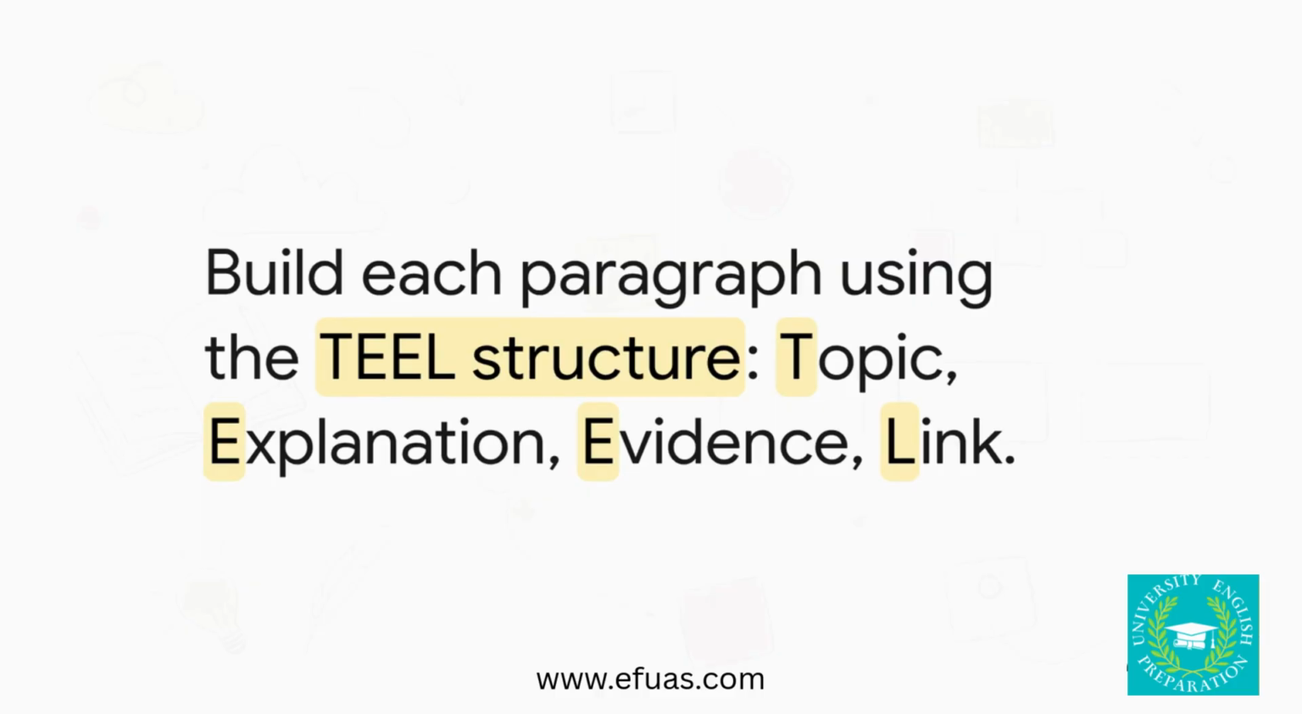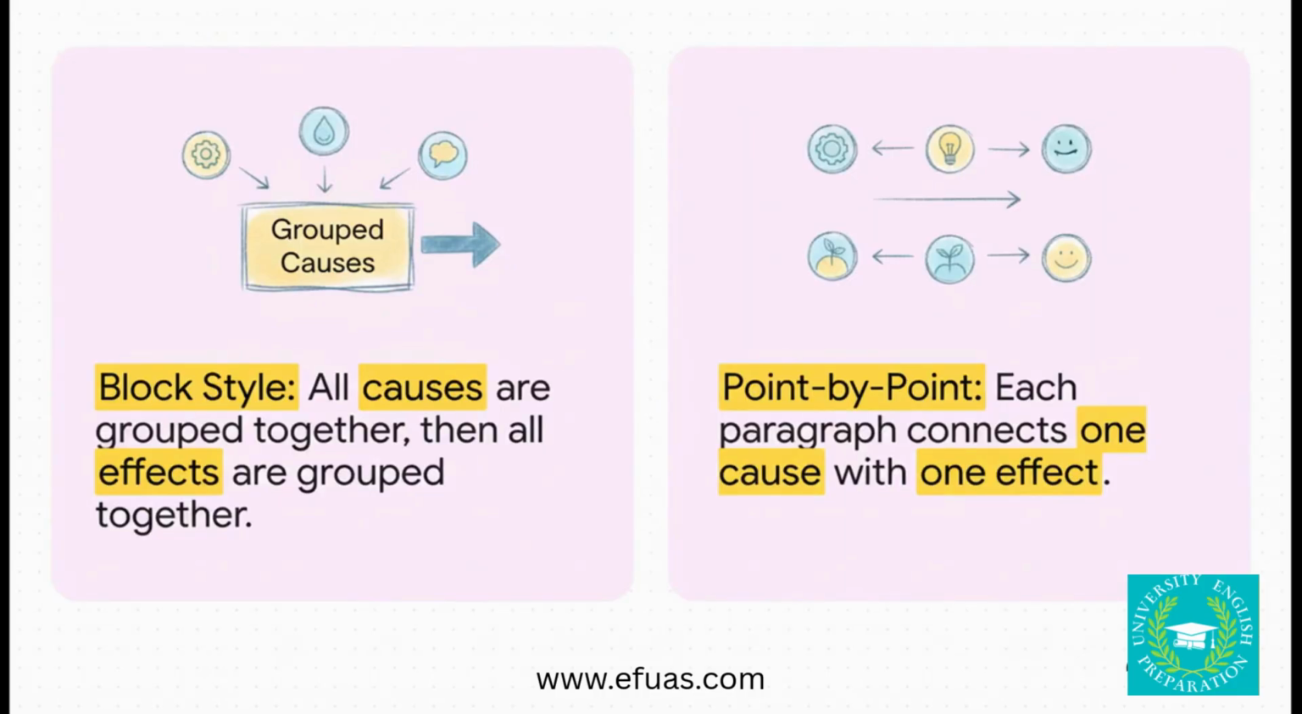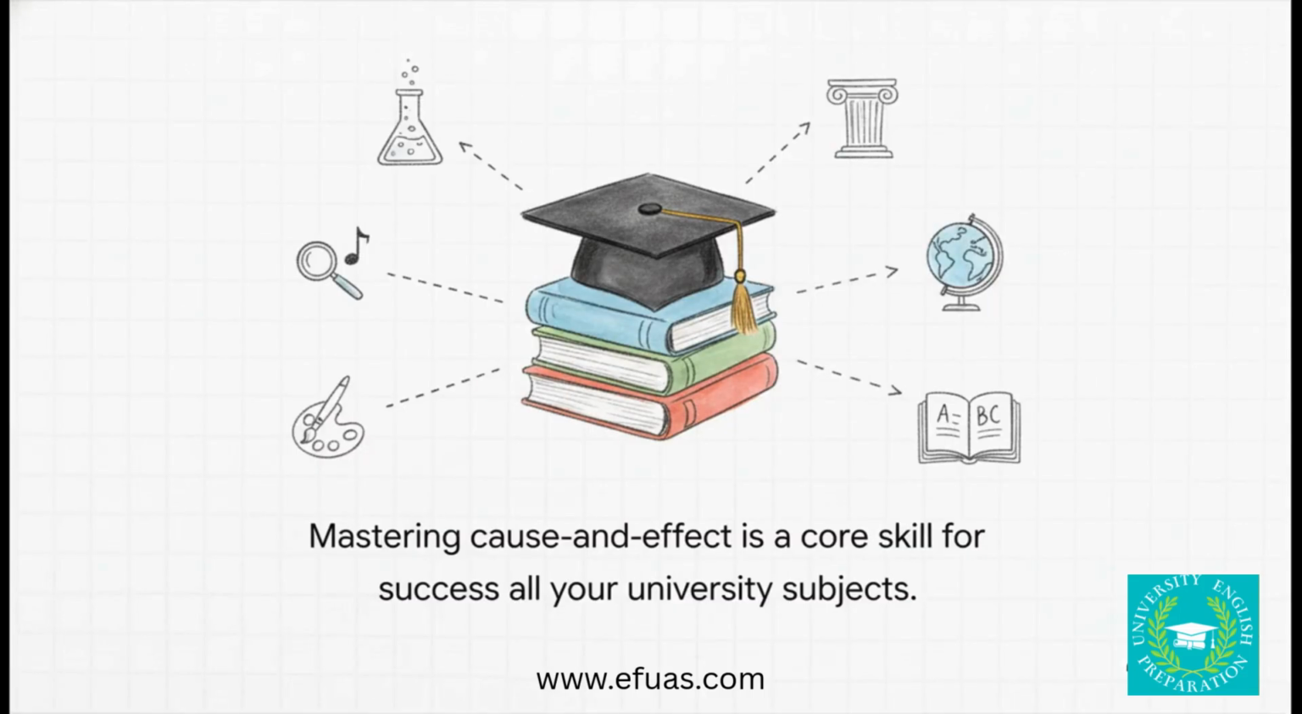It's a game changer. All right, let's wrap this up with a quick recap. The block style, you group all your causes together, then all your effects. It's fantastic for those big, complex topics. The point-by-point style, you connect one cause to its effect in each paragraph, creating a really tight chain of logic. And here it is, the bottom line. This isn't just about getting a good grade on one paper. Learning how to analyze and structure cause and effect relationships, well, that's a fundamental skill that's going to help you succeed in pretty much all of your university subjects.